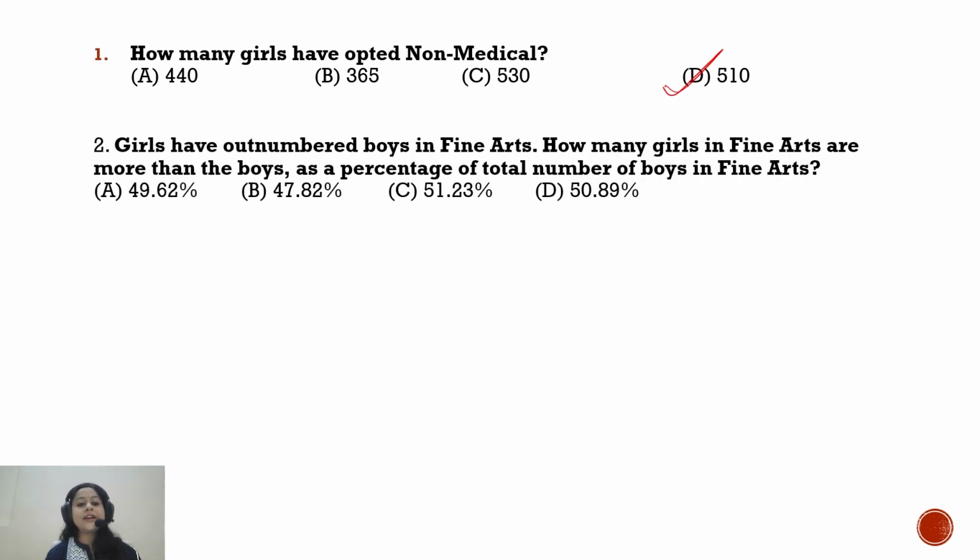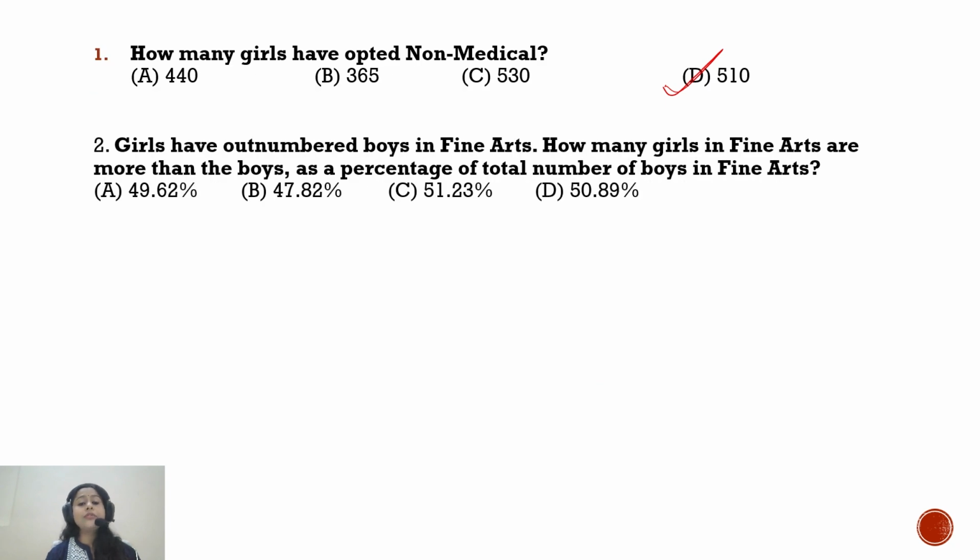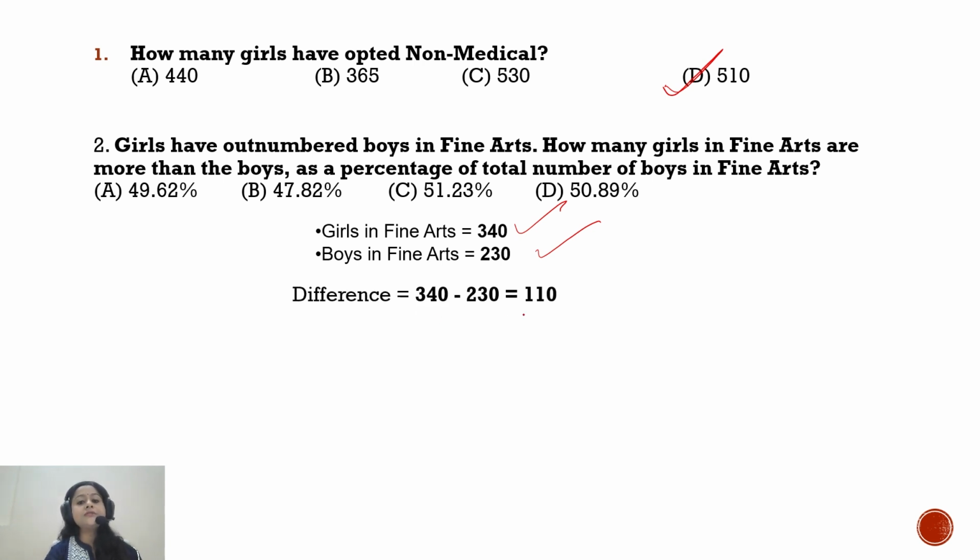Second is, girls have outnumbered boys in fine arts. You can see the number of girls is higher than the number of boys. So we need to find out the percentage, how much higher. It's a very easy calculation. Girls in fine arts are 340 from the table, and boys in fine arts are 230. We will just find the difference between these two, which is 110. So 110 more girl students have opted for fine arts than boys.